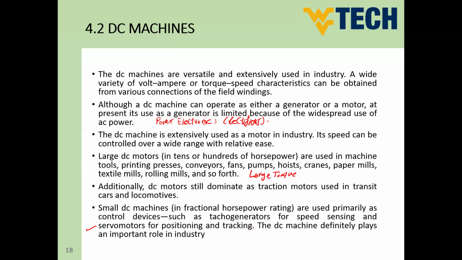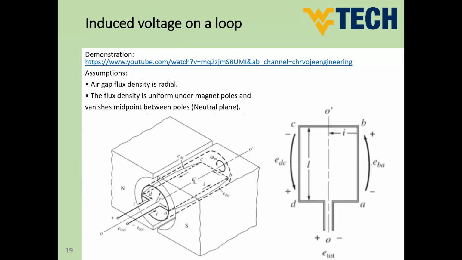So this is also used for positioning and tracking control, as we mentioned, for solar tracking, for instance. The DC machine definitely plays an important role in industry. So this is regarding the introduction, guys, of the DC machine.